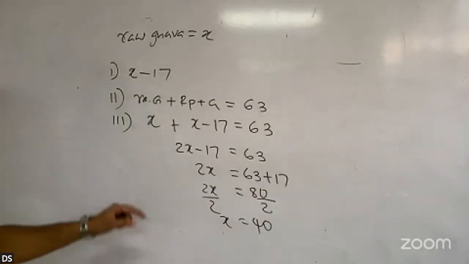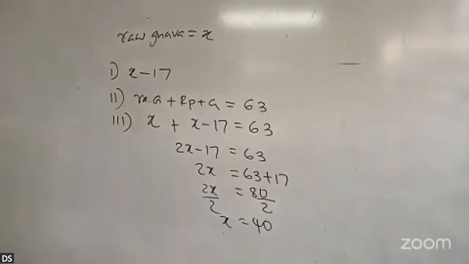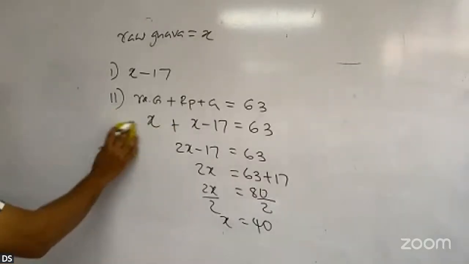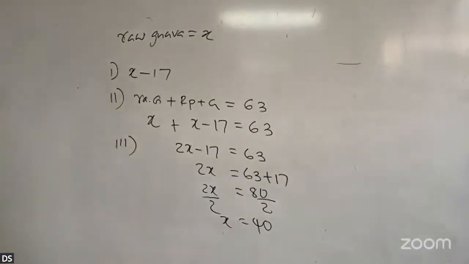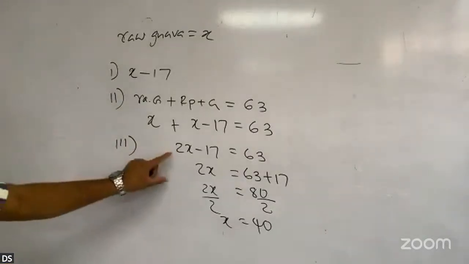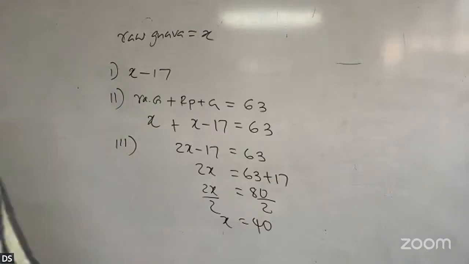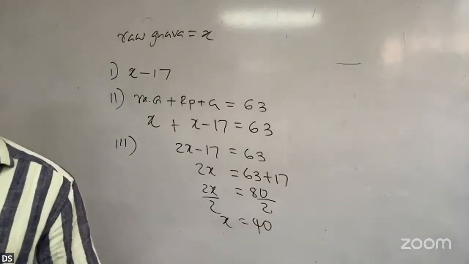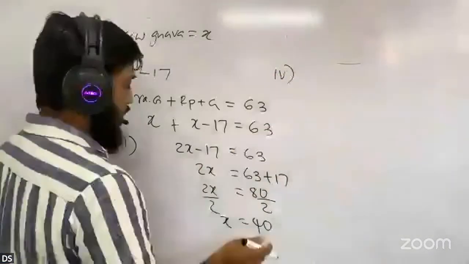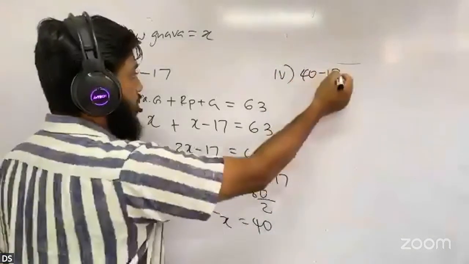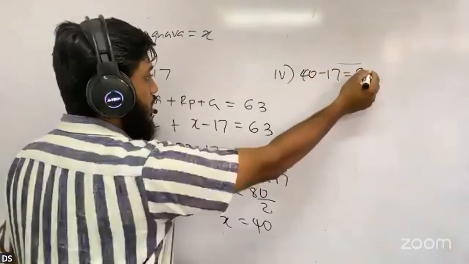No, the second one is here: x plus x minus 17 equals 63. This is only the third one. From here, the third one is 2x minus 17. Fourth one, find the number of ripe guavas in the tree. Ripe guavas they have asked. So for the fourth one, ripe guava is x minus 17. So x we found is 40, 40 minus 17, then the answer is 23.